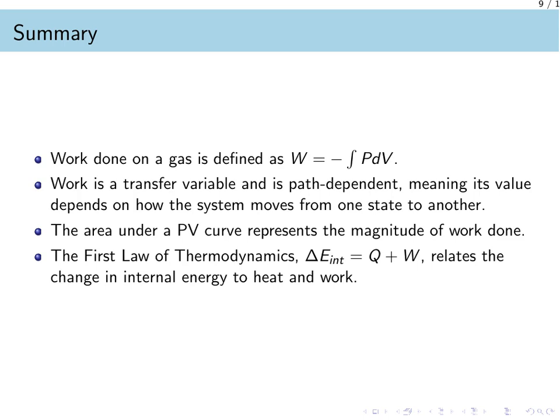To summarize our key points, we have defined the work done on a gas as the negative integral of pressure with respect to volume. We have seen that work is a transfer variable, meaning it is not stored by the system, but describes the process of energy movement. Because work is path-dependent, the specific steps of a process matter, and this is visualized as the area under the curve on a PV diagram.